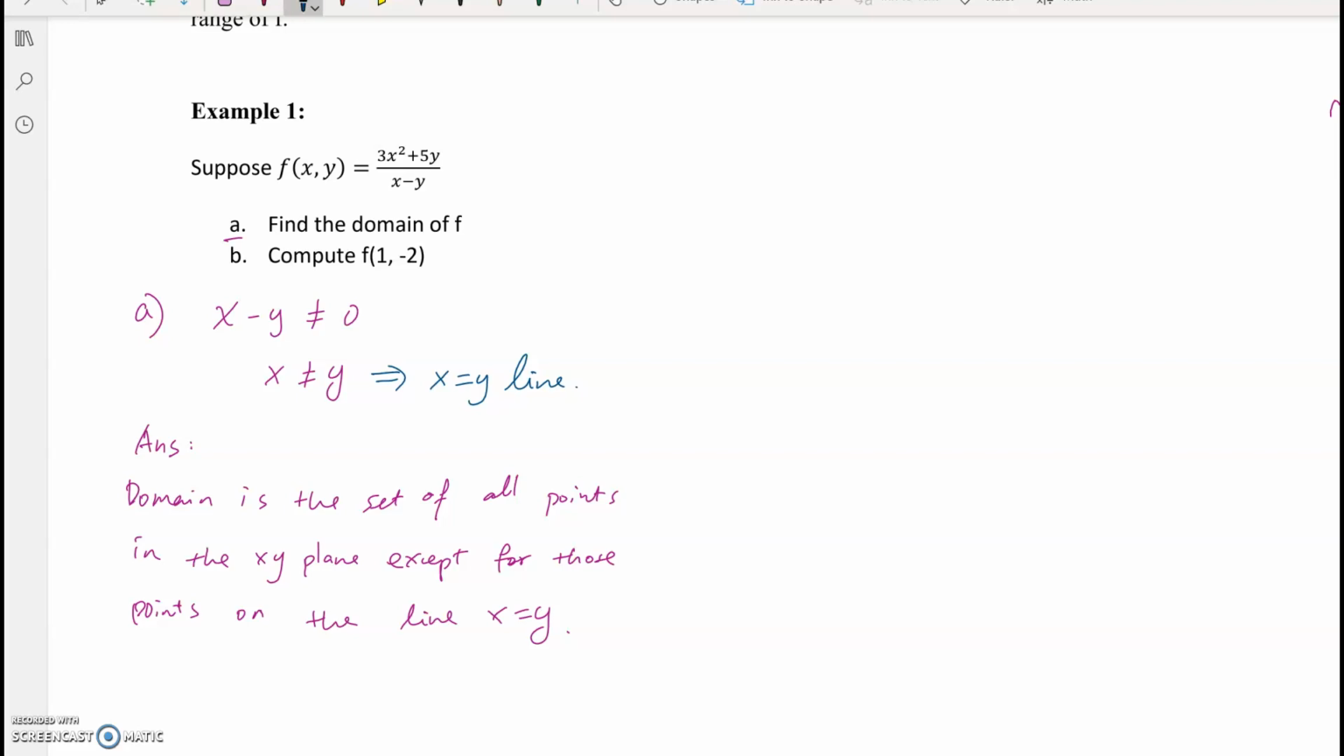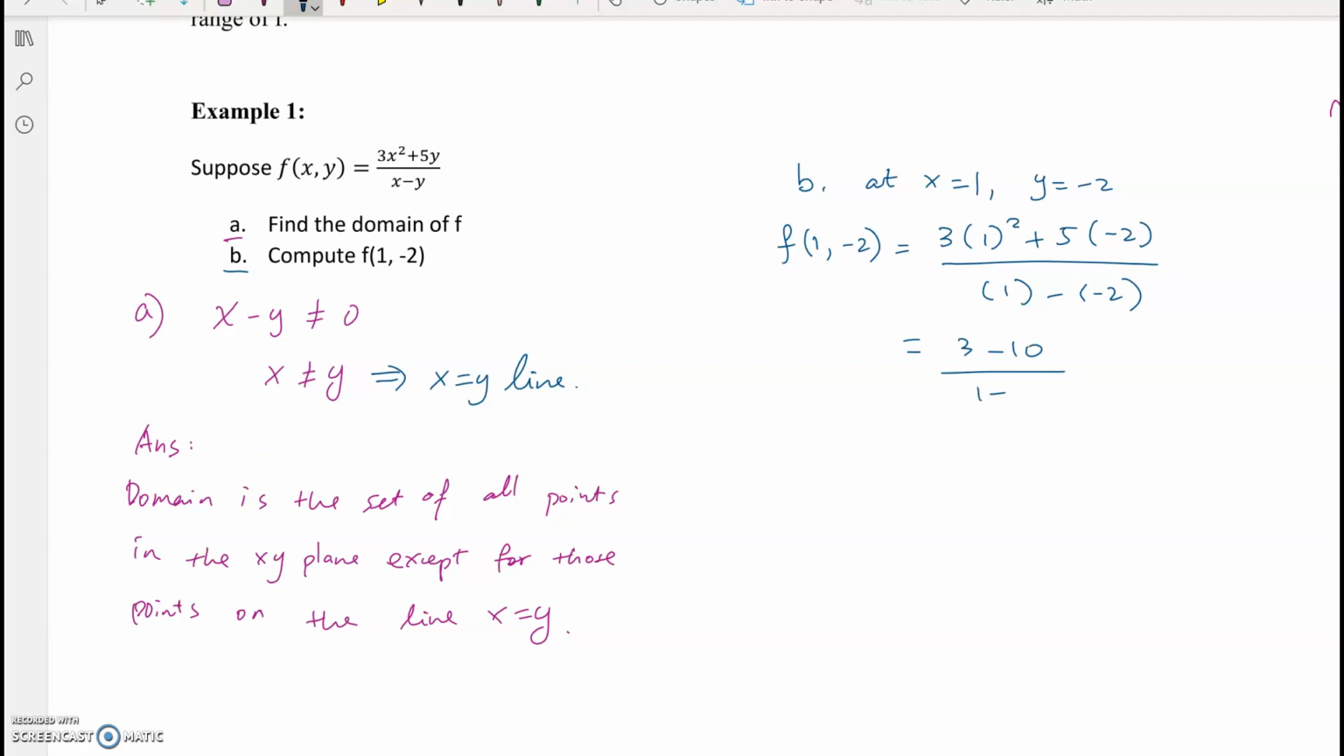For b, we want to evaluate the function at x equal to 1, y equal to -2. So f of 1, -2 will become 3 times 1 squared plus 5 times y over 1 minus y. So we got -7/3.